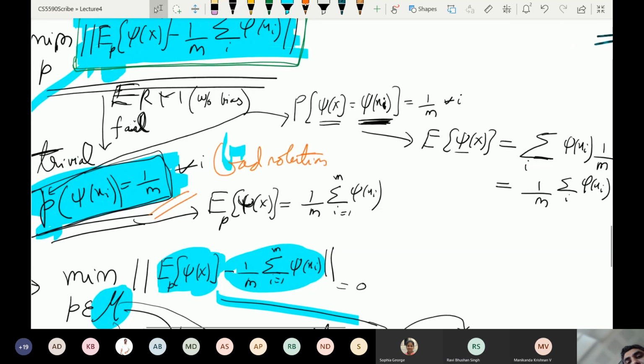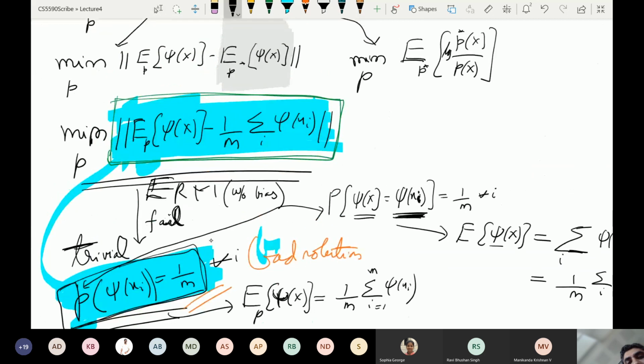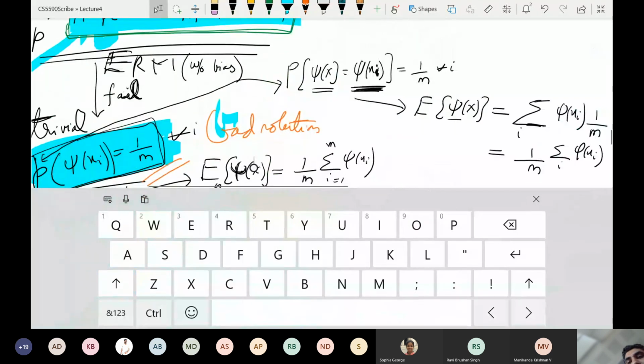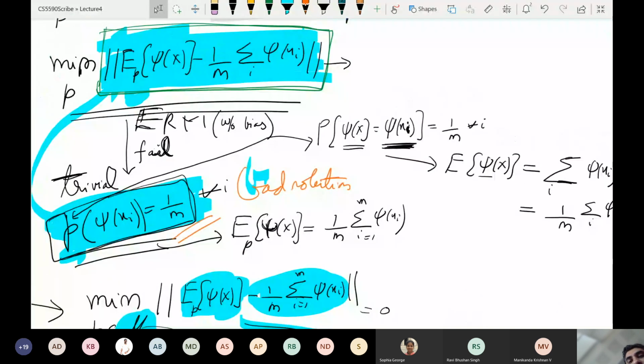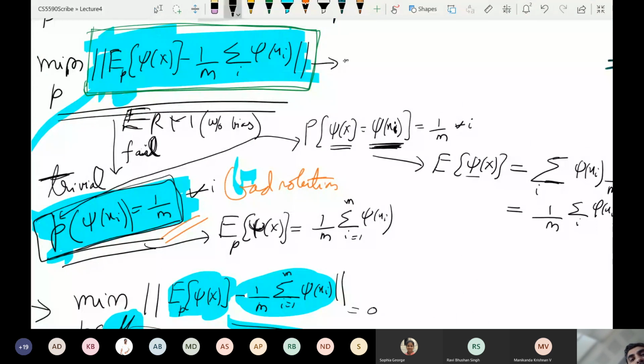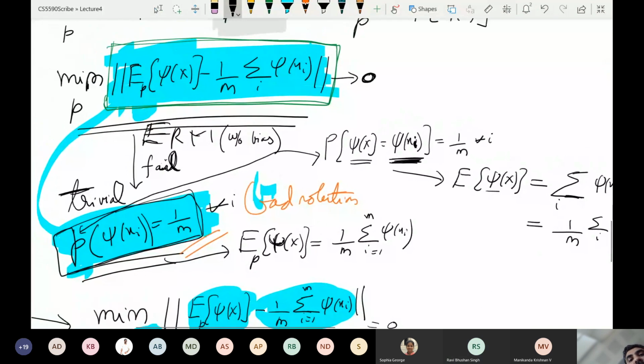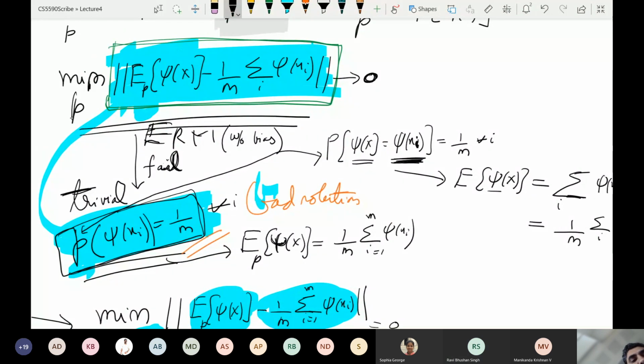So with this particular distribution, what is the value of this objective function? Zero. Right. So I am now presenting one likelihood where the objective is 0. But what is the least value of the objective ever? Zero. So shouldn't this distribution be the optimal?